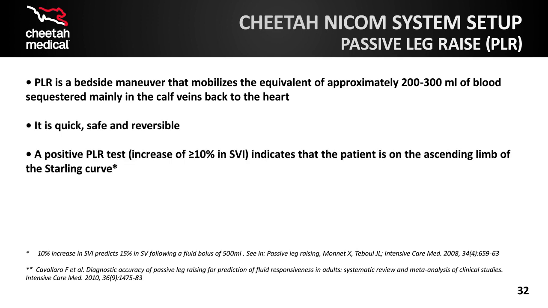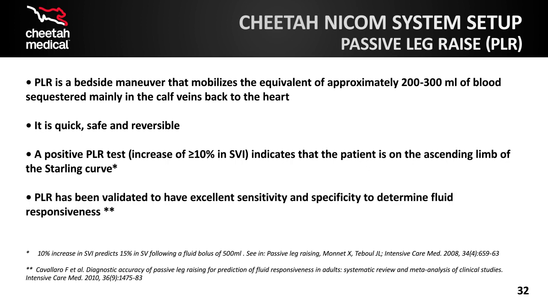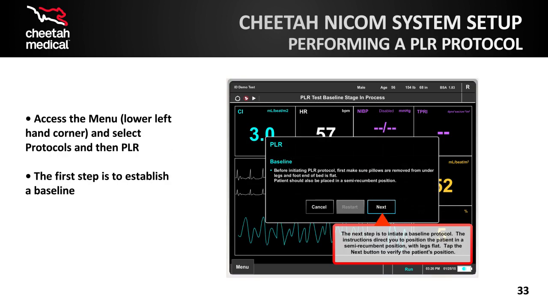A positive PLR test, an increase of greater than 10% in SVI, indicates that the patient is on the ascending limb of the Starling curve. PLR has been validated to have excellent sensitivity and specificity to determine fluid responsiveness. To perform a passive leg raise with the CHEETAH NICOM system, access the main menu and select Protocols, and then PLR. The first step with either the PLR or fluid bolus protocol is to establish a baseline. The baseline will then be compared to the challenge parameter values from the PLR to determine if the patient may be fluid responsive or not.